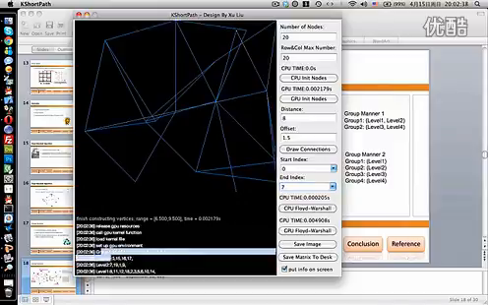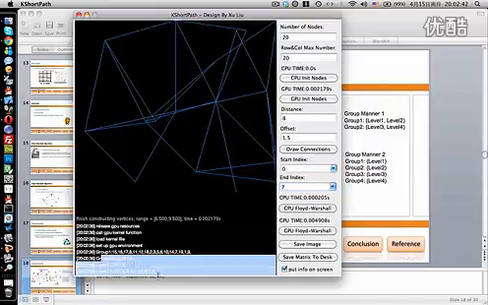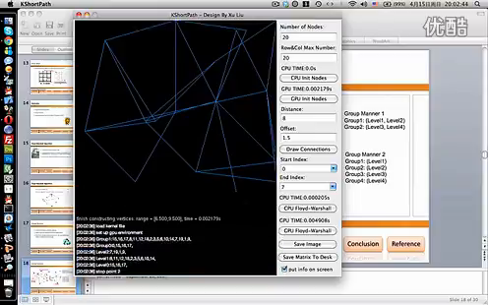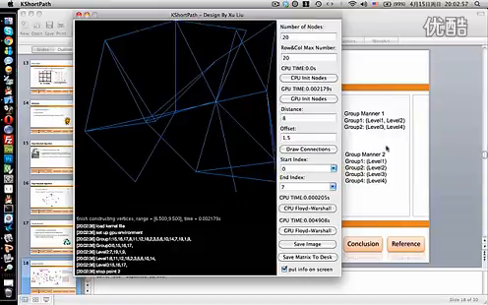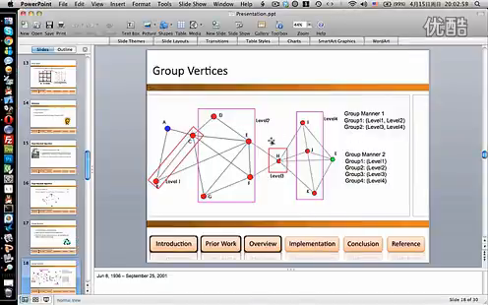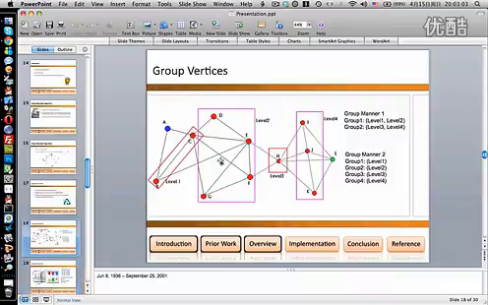So here we can see I calculate 2 levels. Oh no, 3 levels. There are 3 levels in this graph, and now I divide these 3 levels into 2 groups. So what I see is like this graph. I divide that graph into these 2 groups.